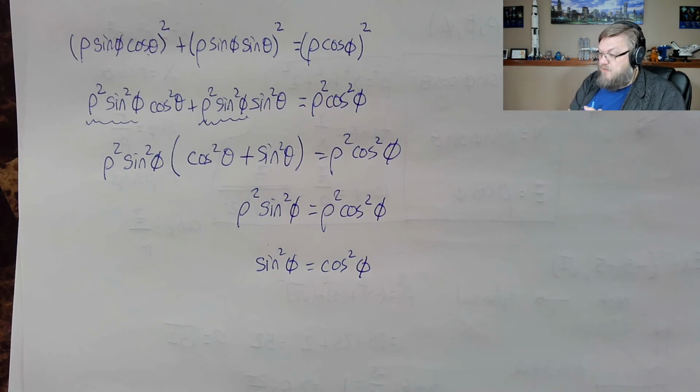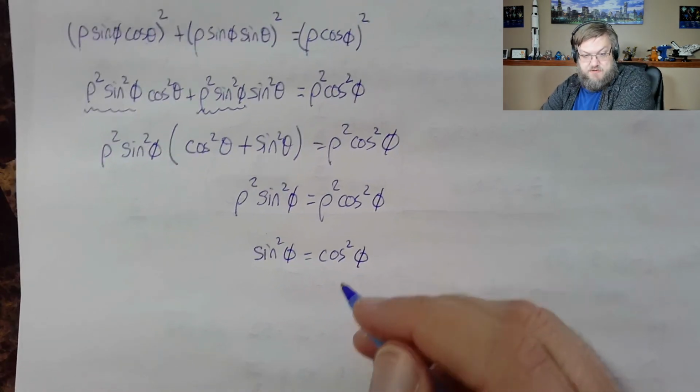Now, what do I do here? Is there a way that I can get information about phi? Because it looks like everything else sort of canceled out. Theta left, rho left, and it looks like I only have a requirement on phi.